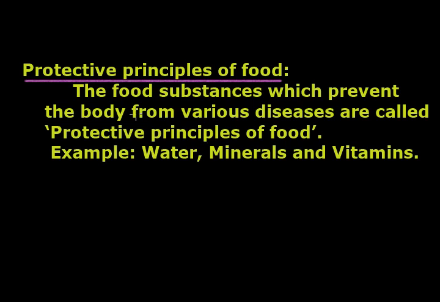So this is a very important type of food besides the body developing food. Examples of body protective food or the protective principle food are water, minerals, and vitamins, various kinds of vitamins. And we'll learn about this later on in our next chapter.